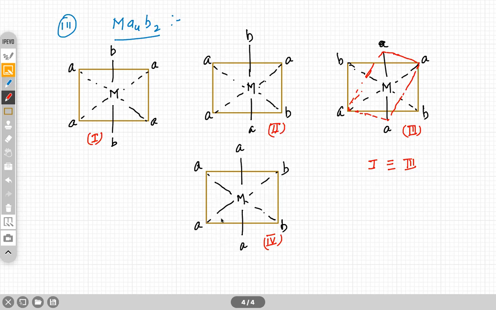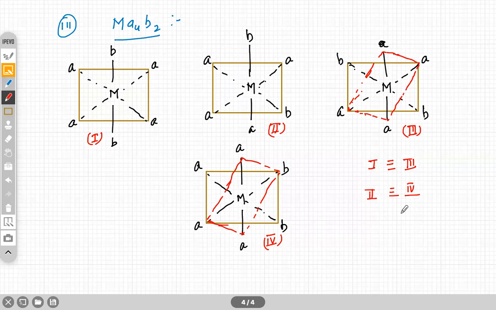So we can easily draw this square hypothetically. We can think of this square which contains 3A at the corner and 1B here at the corner. It means this second and fourth are also the similar structure. This is one of the ways to identify whether the given structure is identical or different structures.